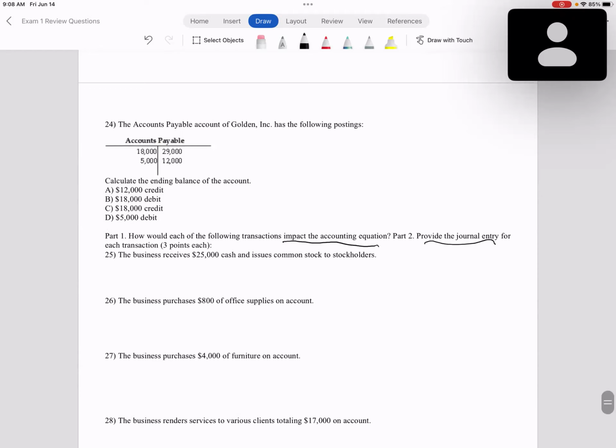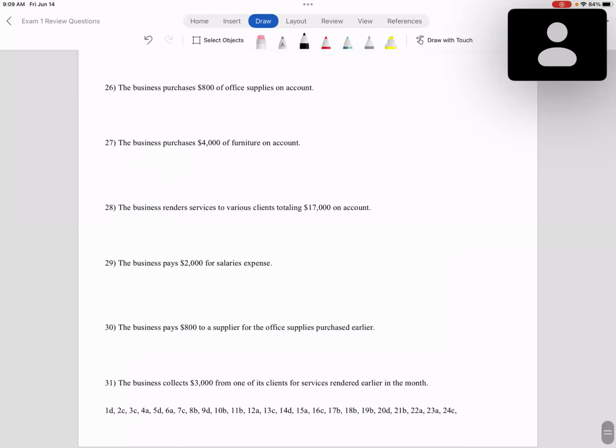Okay. Accounts payable account of Golden Ink has the following postings. Calculate the ending balance. Okay, so accounts payable is a liability account, so it has a normal credit balance. So we know that ultimately the answer is going to be over here on the right side. So start on this right side, go 29 plus 12, and then subtract off the debits. So minus 18 minus 5. So that gives you a credit balance of 18,000. Okay, so you've got to know the accounts payable is a liability, and that has a normal credit balance.